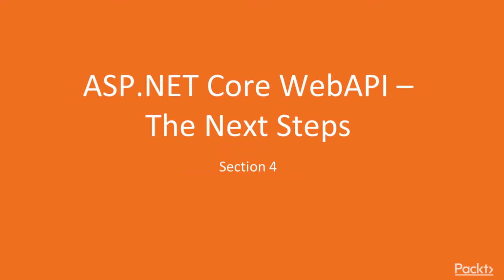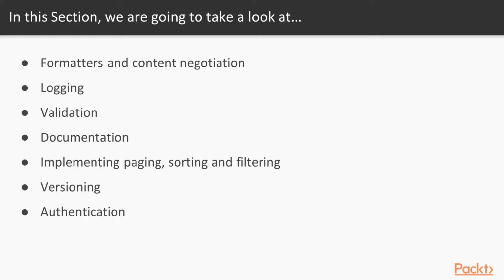Welcome to the fourth section of RESTful Web Services with ASP.NET Core. In this section, we will take the next steps with our ASP.NET Core Web API. In this section, you will learn something about formatters and content negotiation. We will take a look at logging and validation in our API.